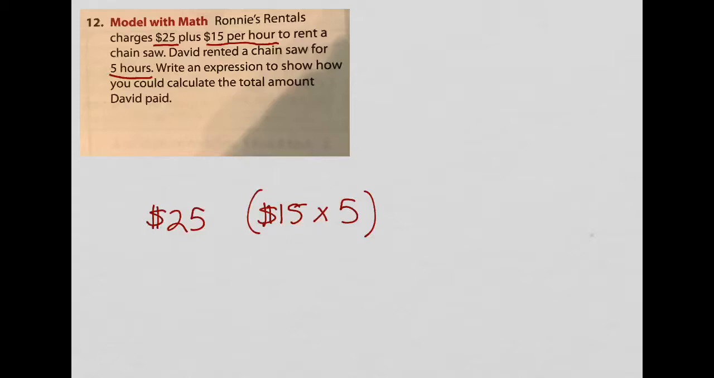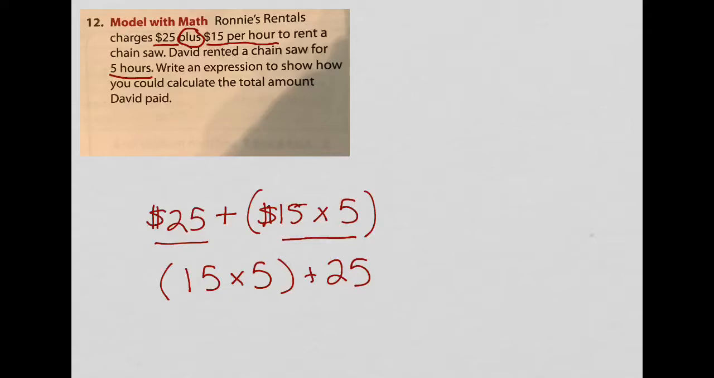Then I have to look back. The $25 is in addition to the $15 per hour charge for 5 hours, so I would add those two together. I can find the charge for the chainsaw by hour first, and then I will add in my flat fee. It can also be written as 15 times 5 plus 25.